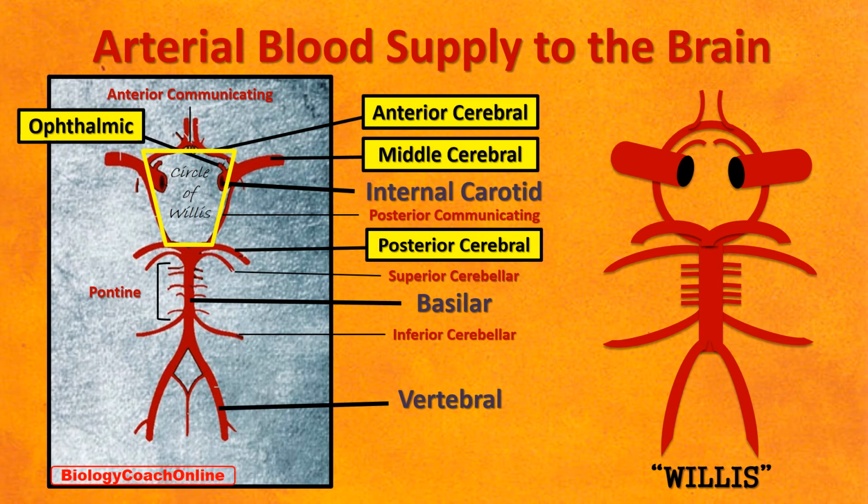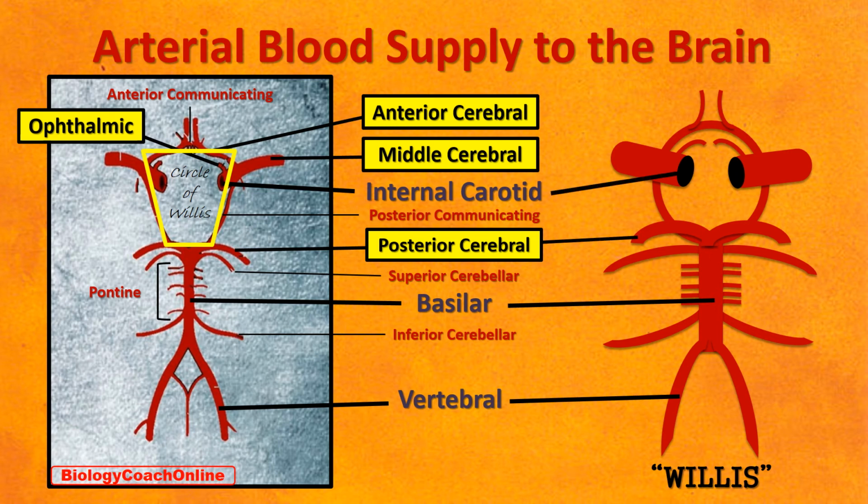Now, Willis embodies everything you see in the illustration of the arterial circulation of the brain. That's a true story. Watch. His legs represent the vertebral arteries. His little torso is the basilar artery. Now remember that the basilar artery gives rise to the posterior cerebrals, and those are his mouth parts. His eyes represent the internal carotid arteries.